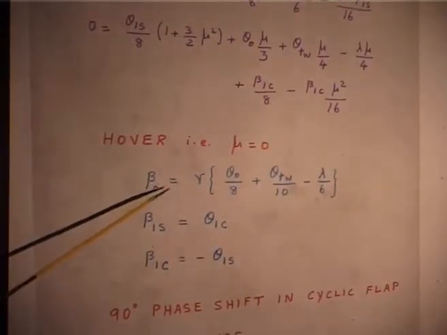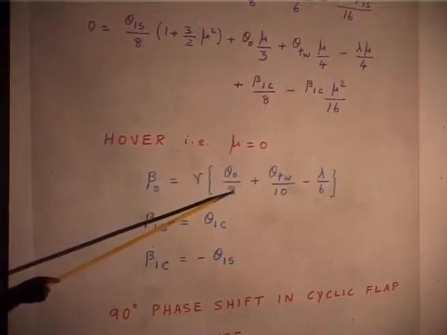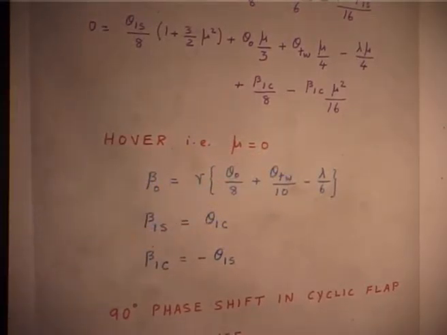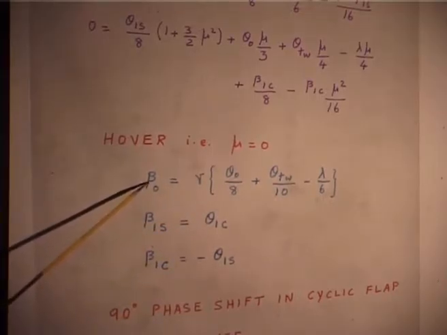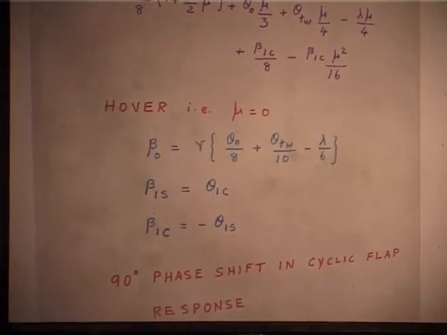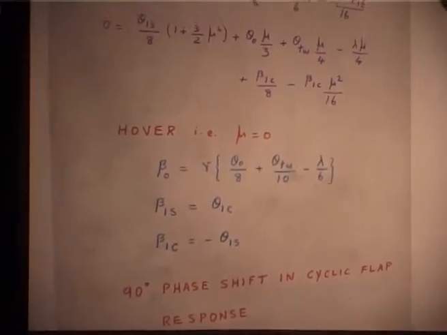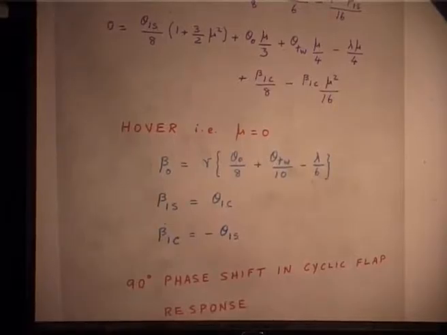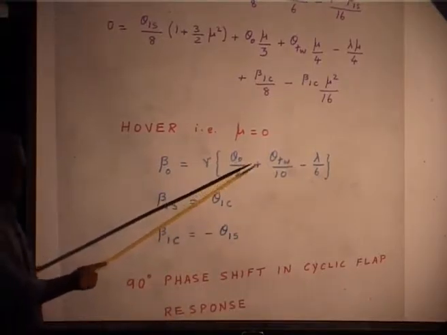I can get what is the beta naught, okay. Beta naught is given by gamma theta naught over 8 plus twist, minus lambda by 6. That means, to an extent, if you see, this is the Lock number, which is aerodynamic force by inertia force. IB will be rho A C R power 4 over IB. IB is the mass moment of inertia of the blade about the flap. And then of course, collective pitch.